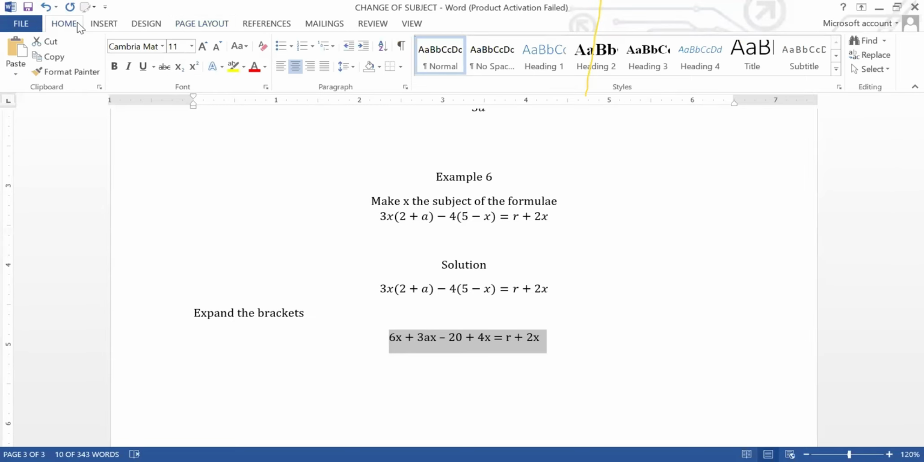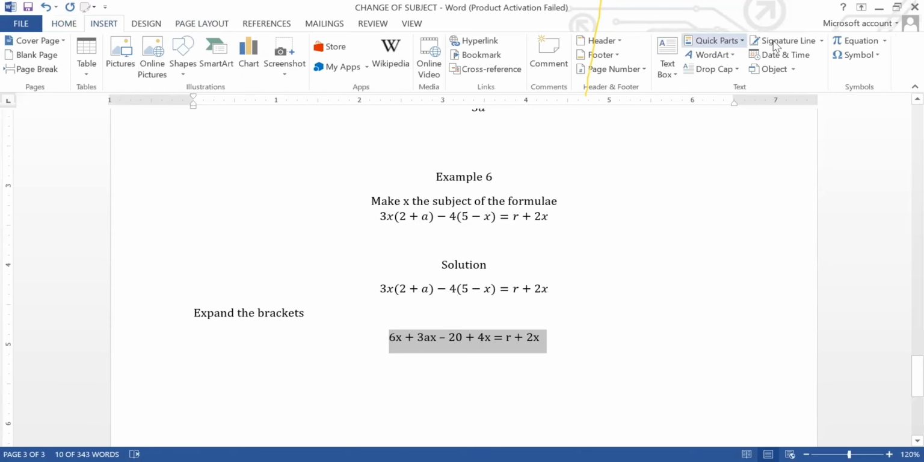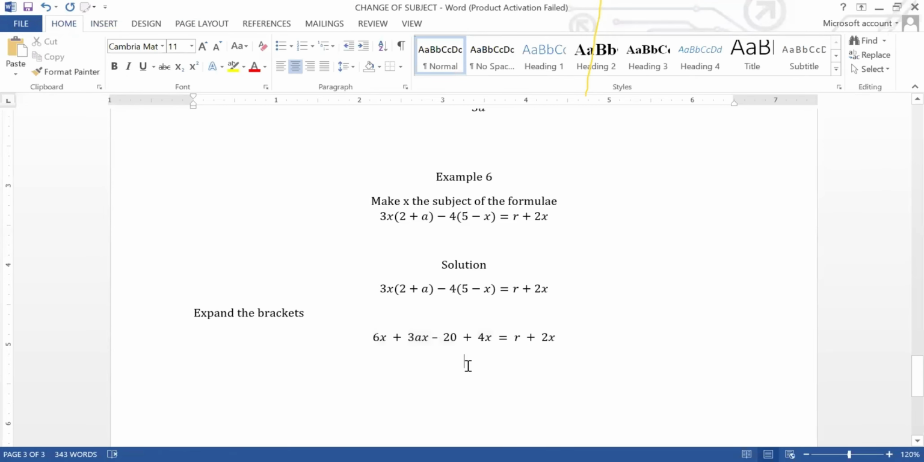Then what do I do? I need to ensure that I make x stand alone. So I group like terms of x. Okay. So in grouping like terms of x, I have 6x plus 3ax, sorry, plus 4x is there. Plus 4x minus 2x is equal to r, right, plus 20.